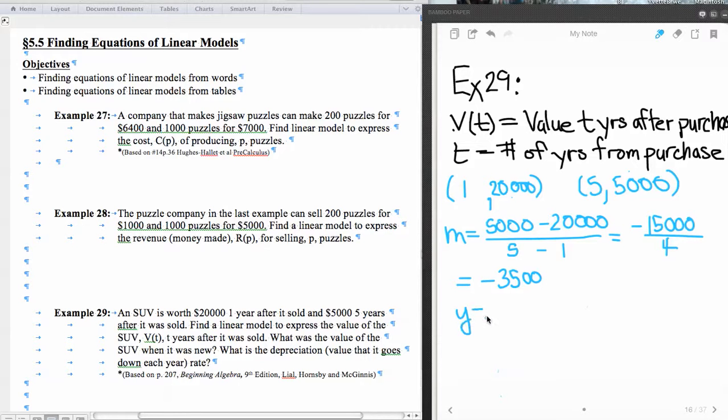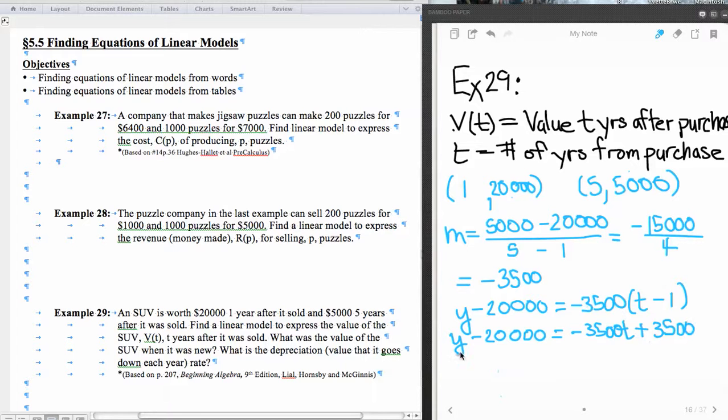Now putting into point slope form, we have y minus one of the y values. I'm going to use the 20,000 y value, equals my slope, which is negative 3,500, times my x value, which, x's are t's this time, so I'll use t, minus my t value, which is 1. Now I have to distribute here, so I'm going to have y minus 20,000 equal to negative 3,500 times t, and then a negative times a negative is a positive, so that's a positive 3,500.